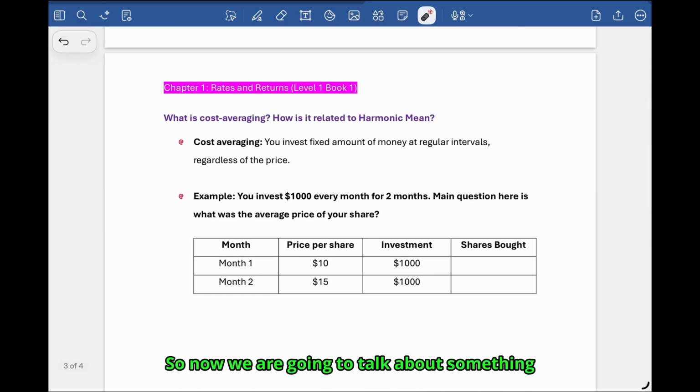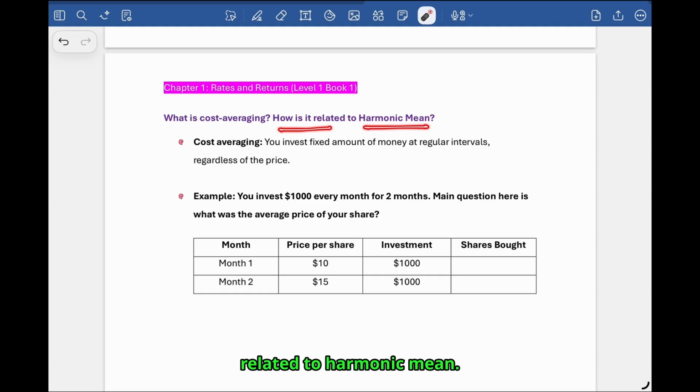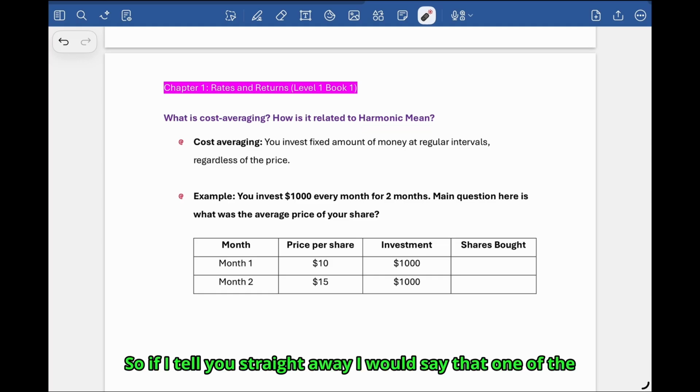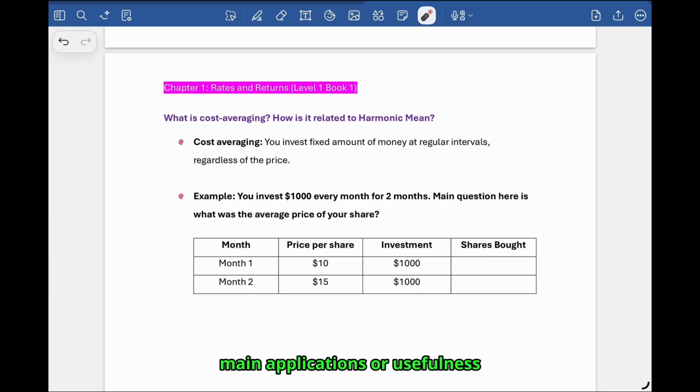Now we are going to talk about something called cost averaging and how it is related to harmonic mean. If I tell you straight away, one of the main applications of harmonic mean is in cost averaging. So let's understand what cost averaging is.